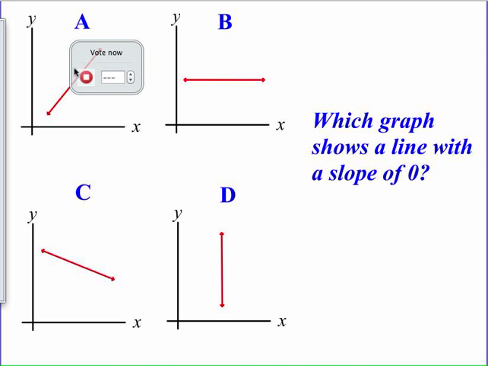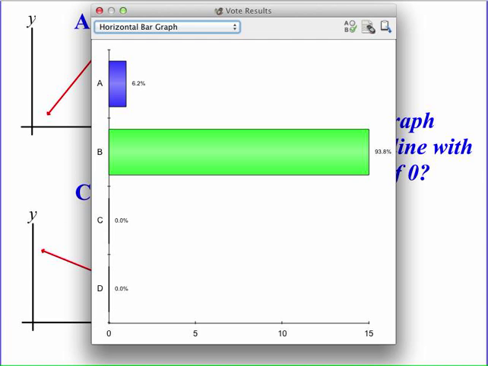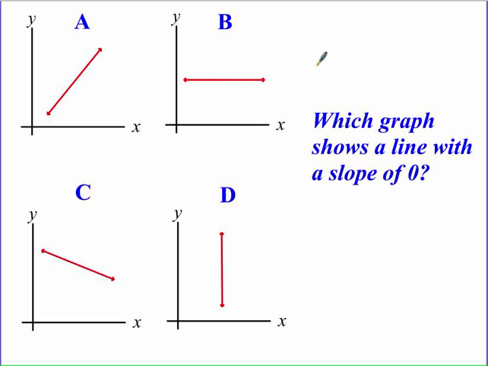Which graph shows a line with a slope of 0? A, B, C, or D? The answer is B. Okay? So slope of 0, remember a slope of 0 is a horizontal line.